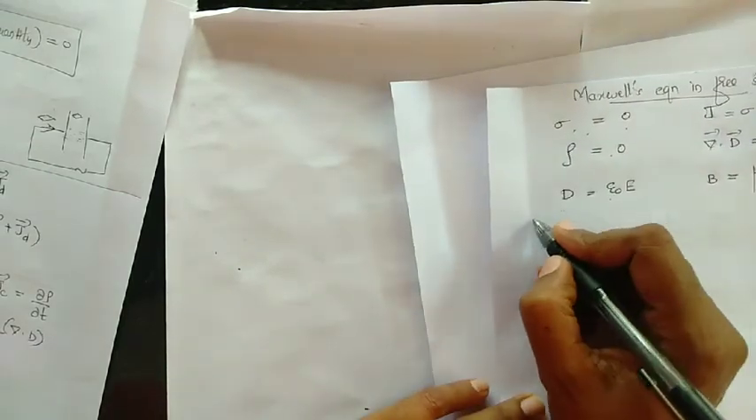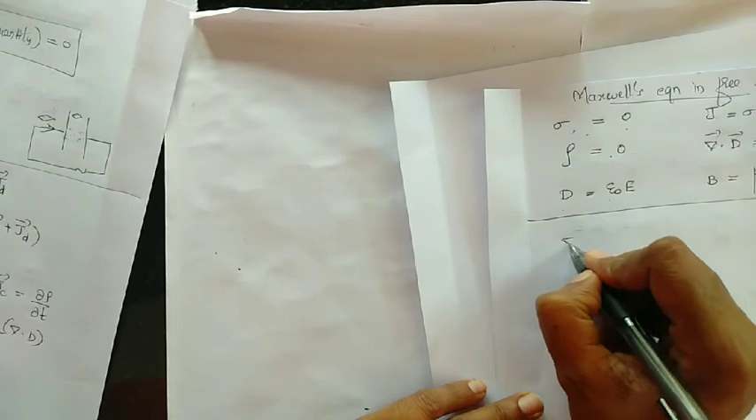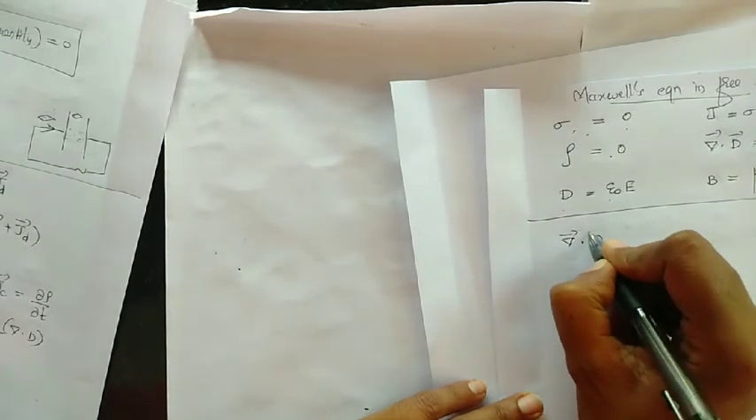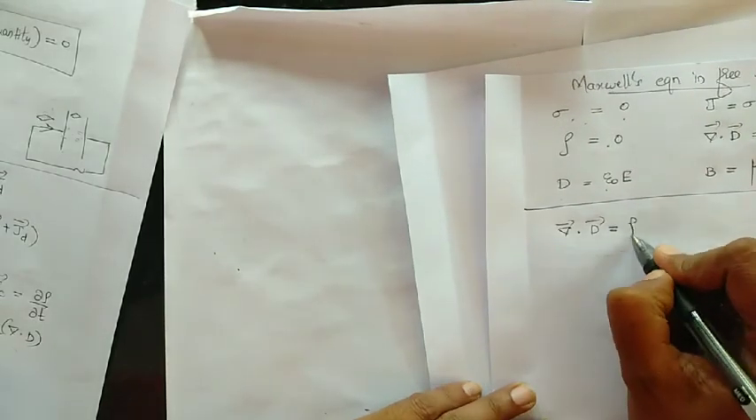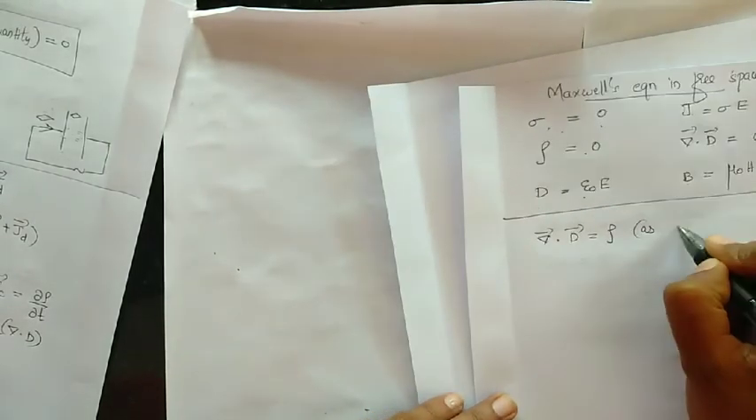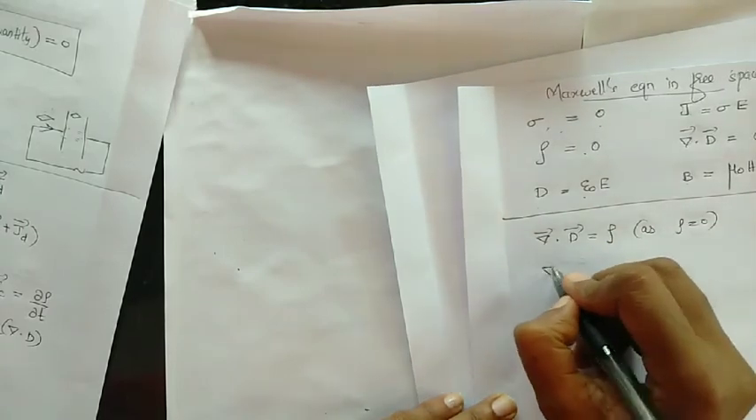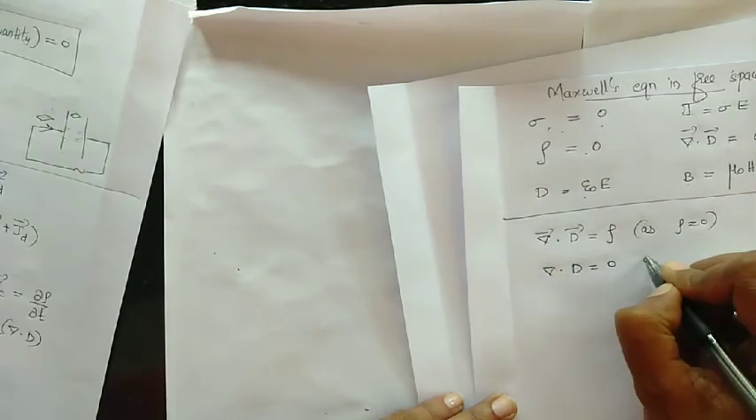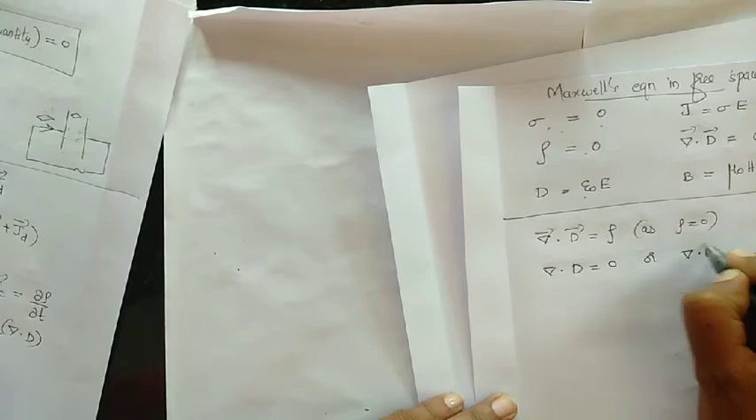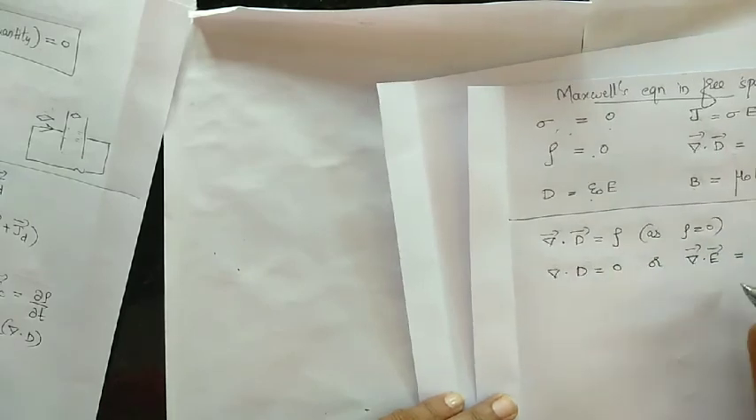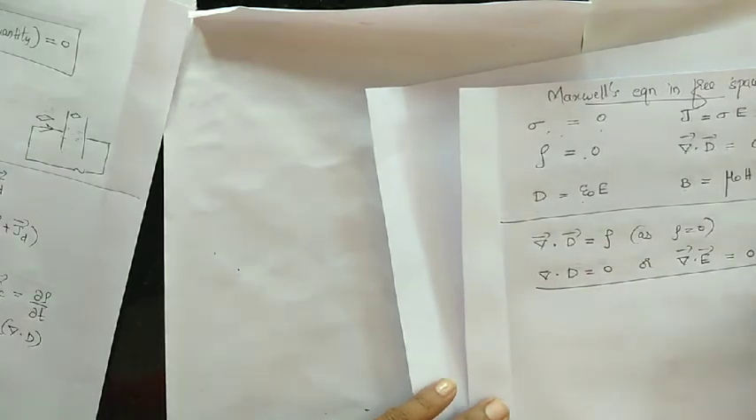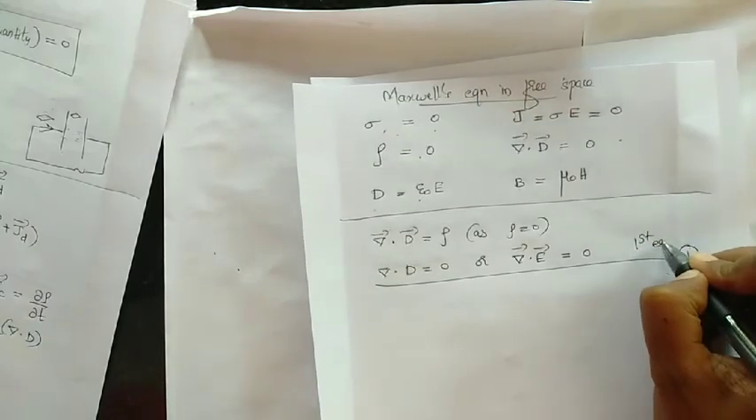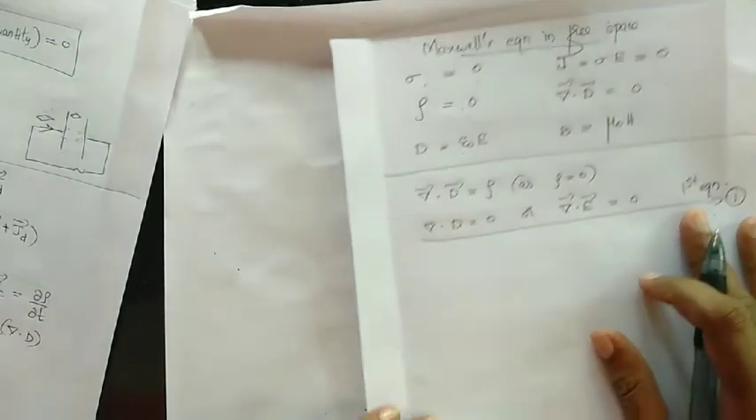Very simple. The first equation in a medium was given as del dot D equal to rho, but for free space, as rho equals 0, it becomes del dot D equal to 0, or del dot E equal to rho by epsilon 0 becomes again 0. These two are Maxwell's first equation in free space.